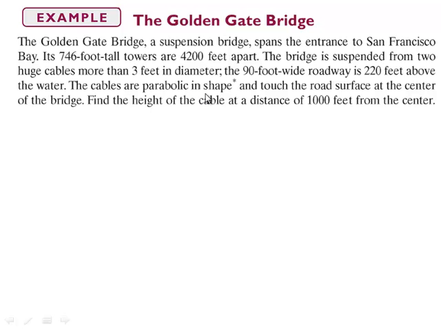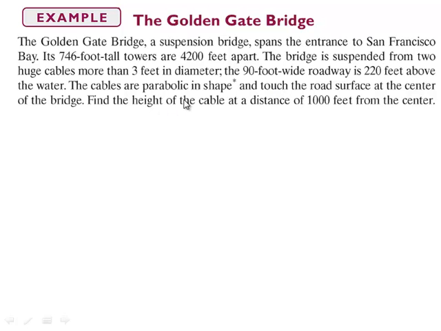The cables are parabolic in shape. Well, roughly parabolic. There's a different term that we'd call it, catenary, but that's beside the point. Let's just assume that they're parabolic and call it good. And they go down almost to the surface of the road. So for the purpose of this problem, we'll assume they go all the way down to touching the surface of the road at the center of the bridge.